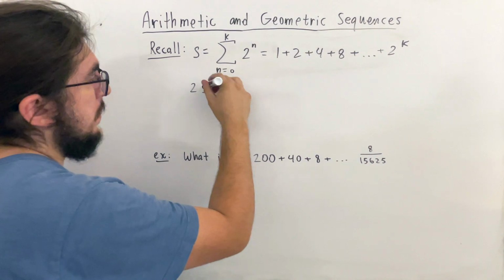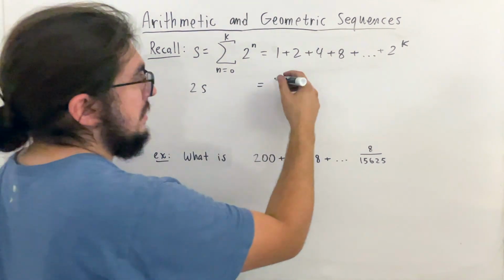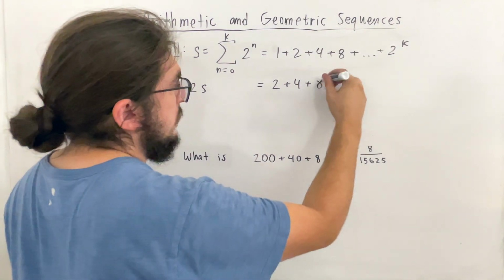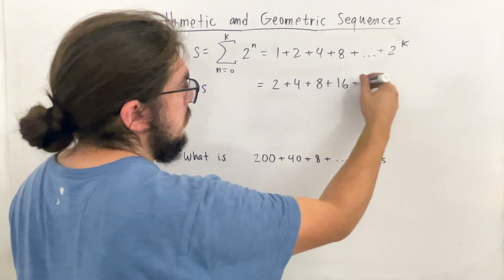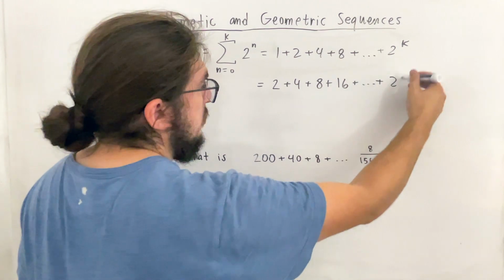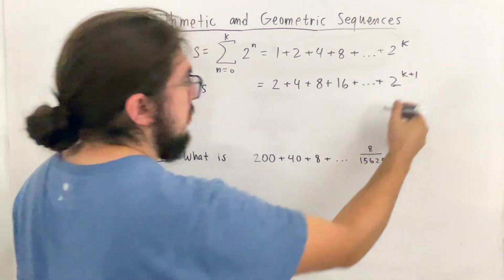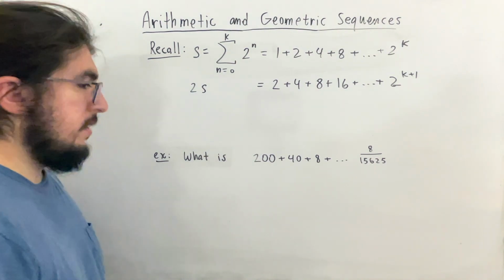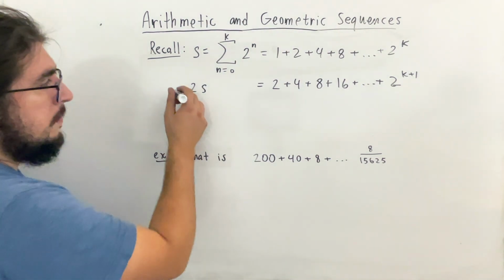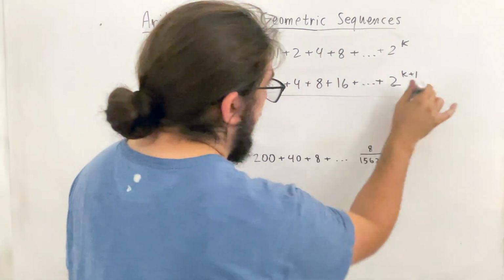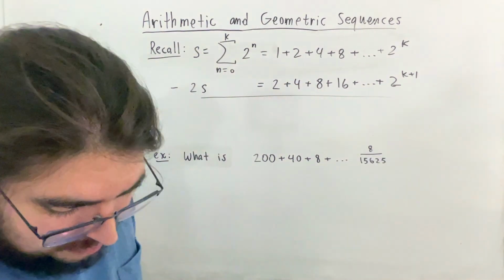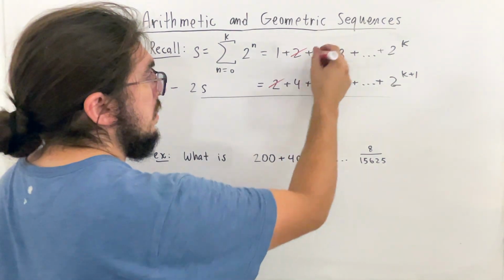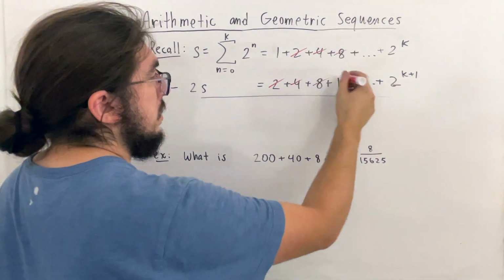So multiplying this sum by 2, we get this times 2, that times 2, that times 2, all the way up. Multiplying by 2 just adds 1 to the power, so you just get the next term in the sum. But now we're going to subtract these two instead of adding them, because we'll notice we get this kind of strange cancellation of inner terms. This is known as telescoping.